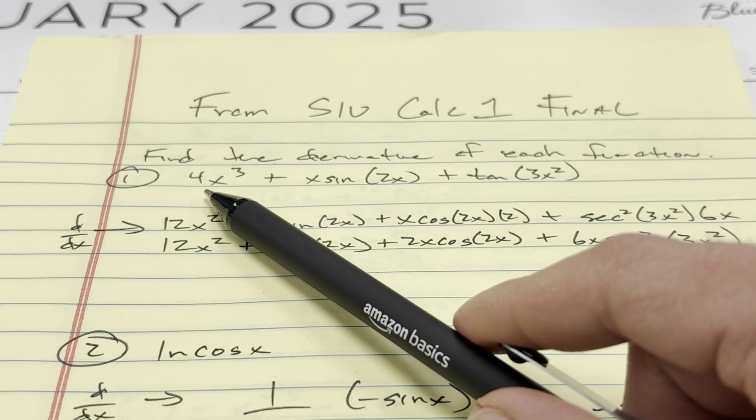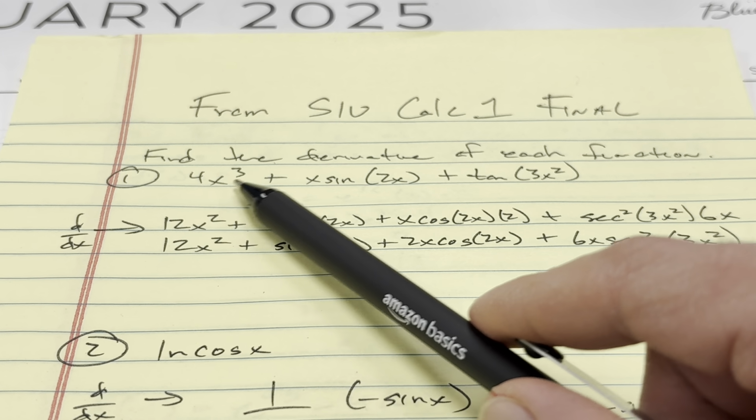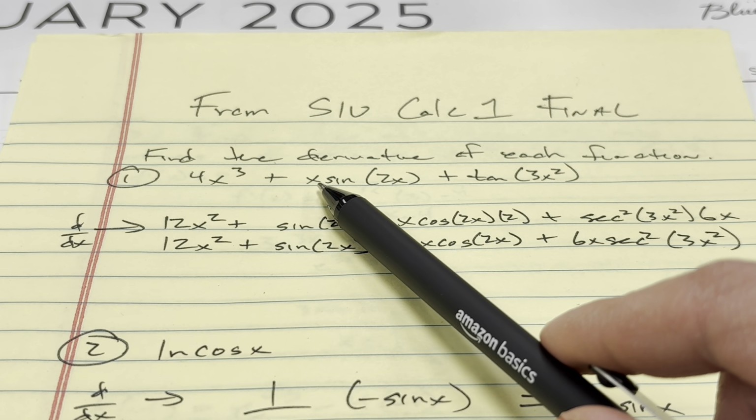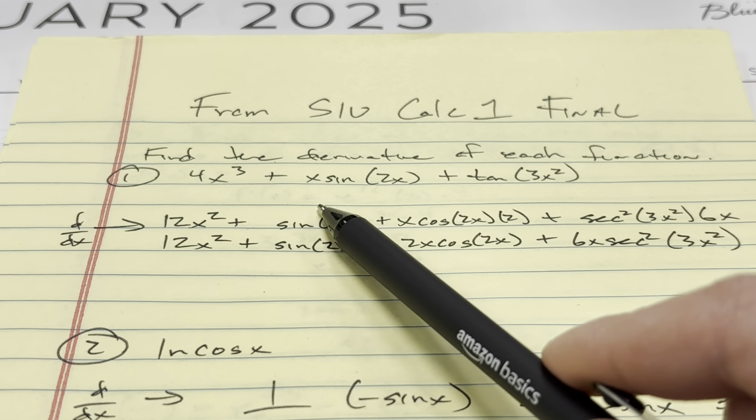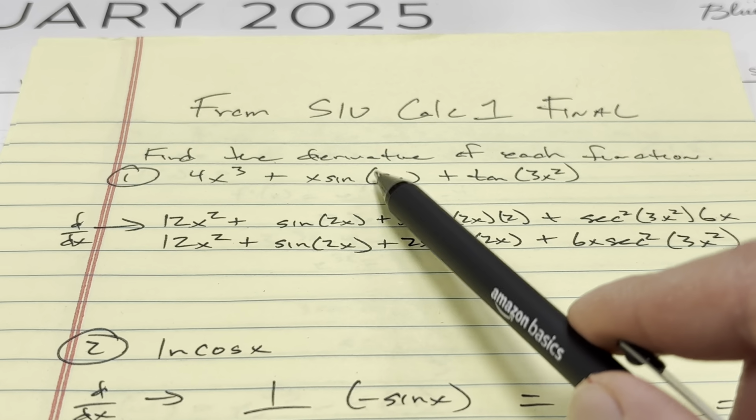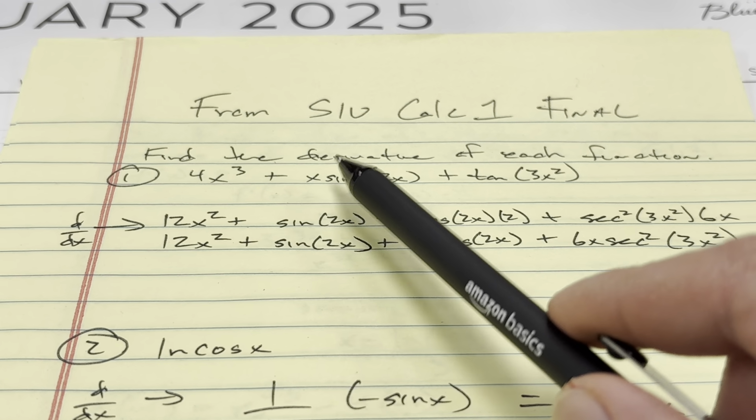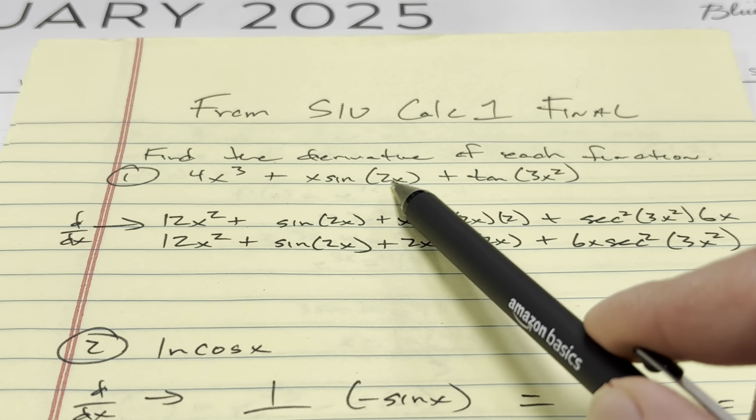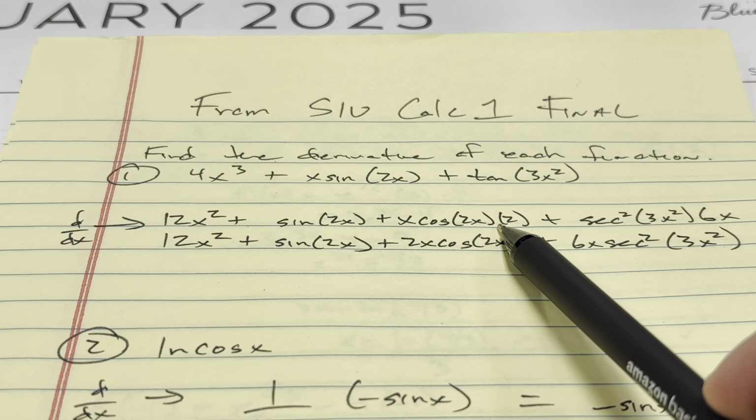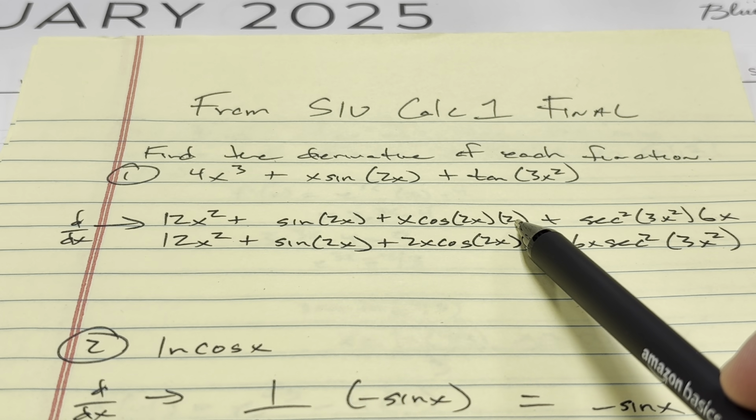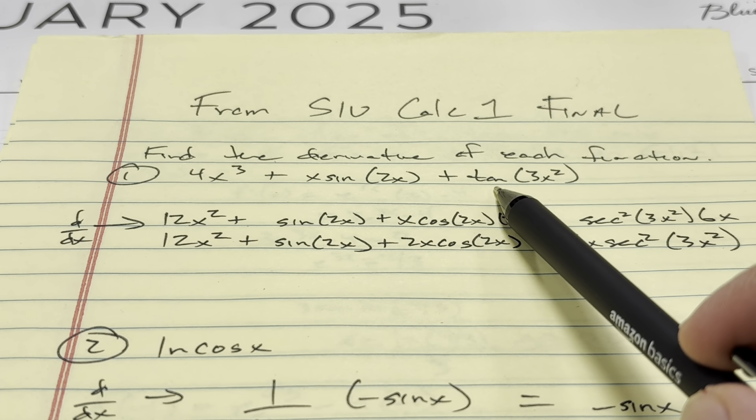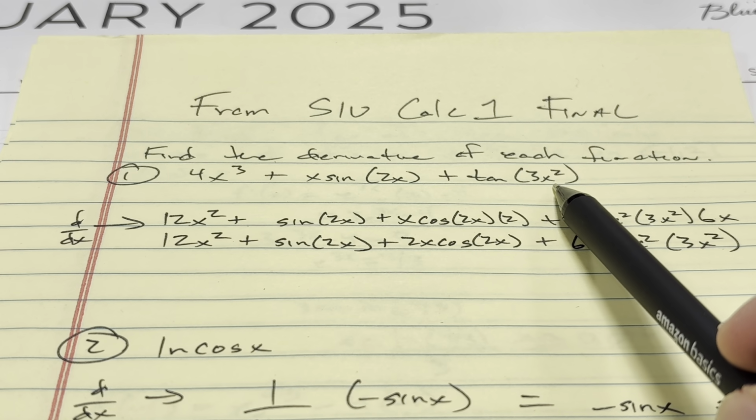All right, what's the derivative of this? 12x squared plus. All right, we got the product rule. Derivative of the first times the second plus the first times derivative of the second. What's the derivative of sine 2x? Cosine 2x times the derivative of 2x, which is 2. This is great because your cumulative final is going to have these questions. Plus, what's the derivative of tan?